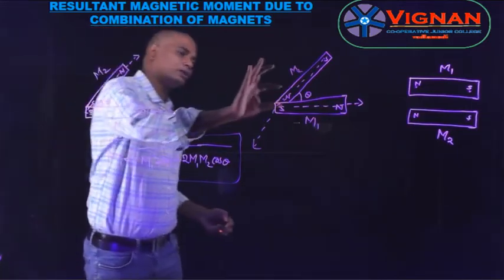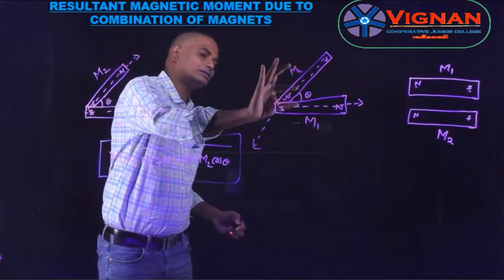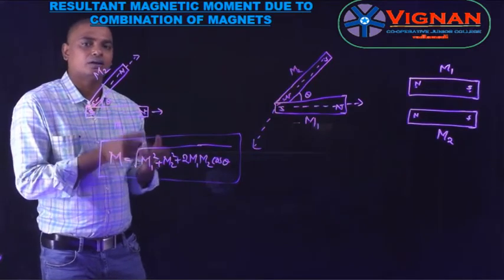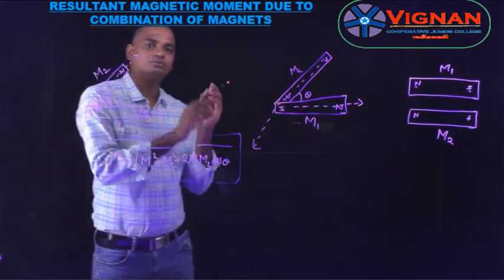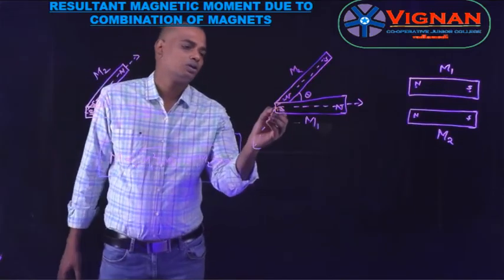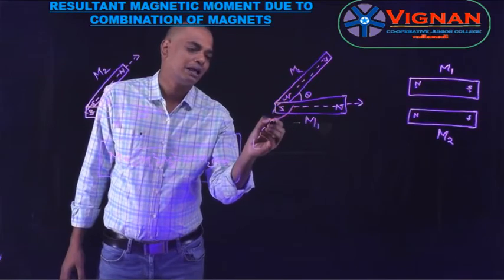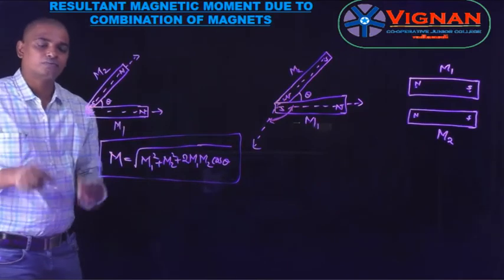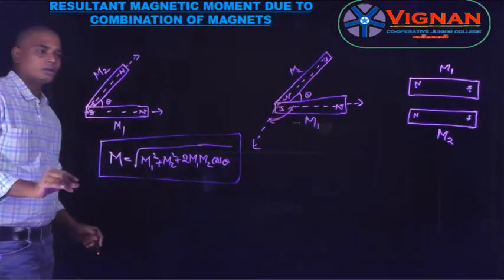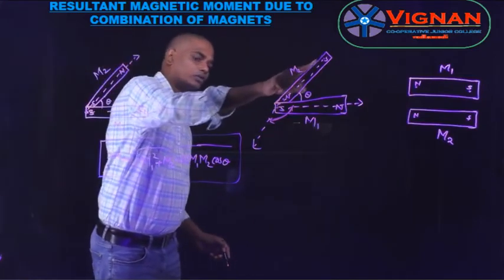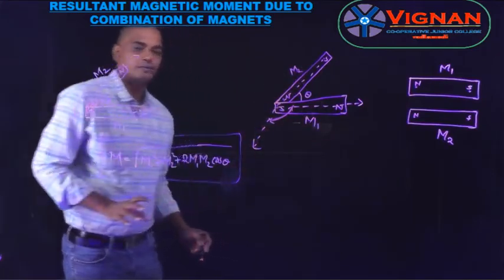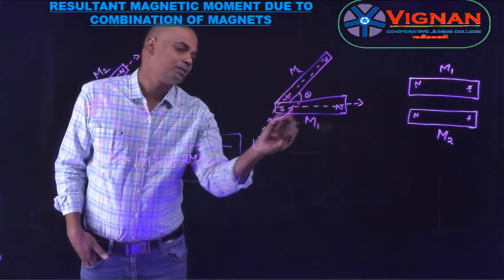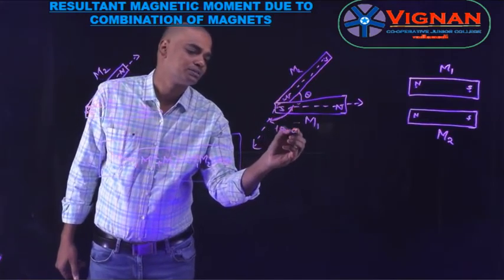Here the angle between the two vectors M1 and M2 is theta. But to apply the parallelogram law of vectors, the two vectors should originate from the same point. So we need to calculate the angle here. In the first case, as both originate from the same point, we used theta. But in this case, one of the vectors is downwards and another is like this. Given that the angle between the two magnets is theta, the remaining angle will be 180 minus theta.